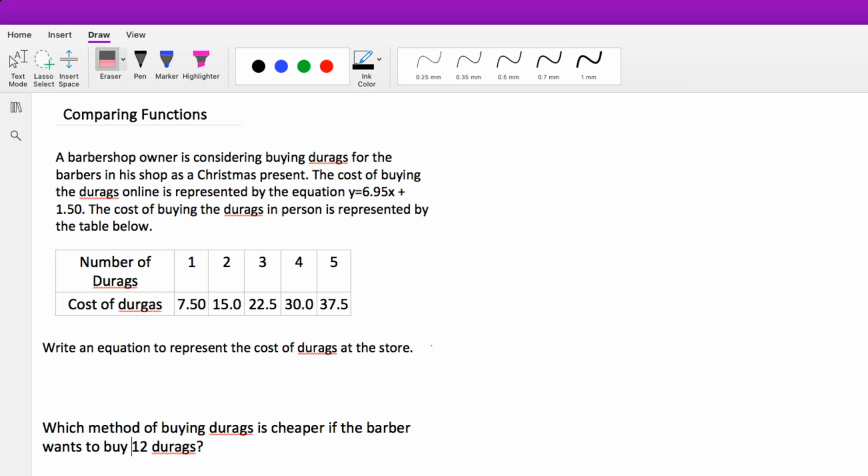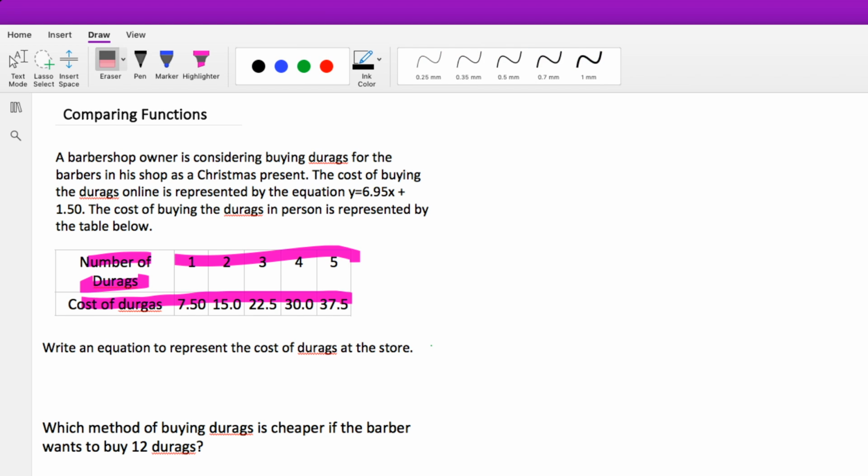So this says a barbershop owner is considering buying do-rags for the barbers in his shop as a Christmas present. The cost of buying the do-rags online is represented by the equation y equals 6.95x plus 1.50. The cost of buying the do-rags in person is represented by the table below. So we see the table and it shows us the number of do-rags, 1 through 5, and then we see the cost of the do-rags as well.